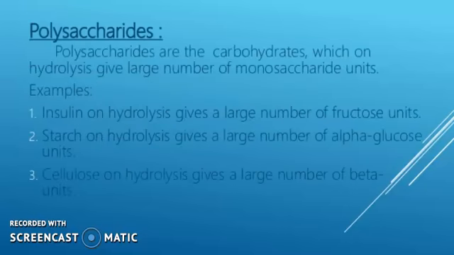Today in this video, I am going to talk about polysaccharides. What is a polysaccharide? Polysaccharides are carbohydrates which on hydrolysis give a large number of monosaccharide units. For example, inulin on hydrolysis gives a large number of fructose units. Starch on hydrolysis gives a large number of alpha glucose units. Cellulose on hydrolysis gives a large number of beta glucose units.